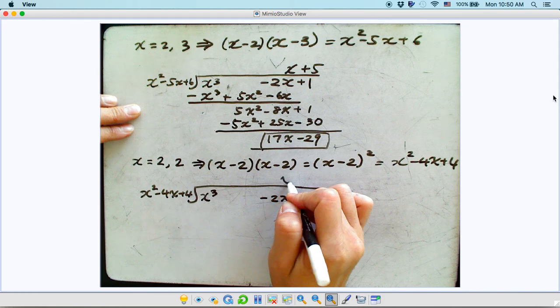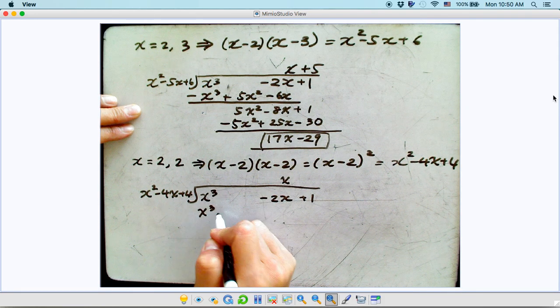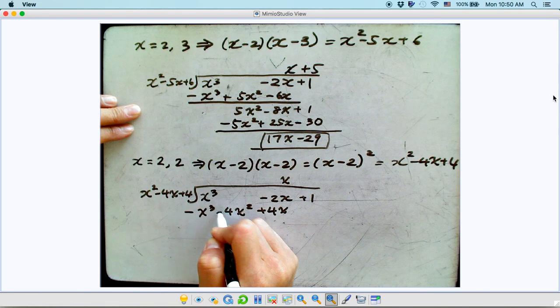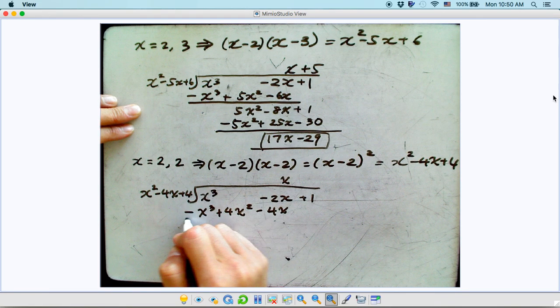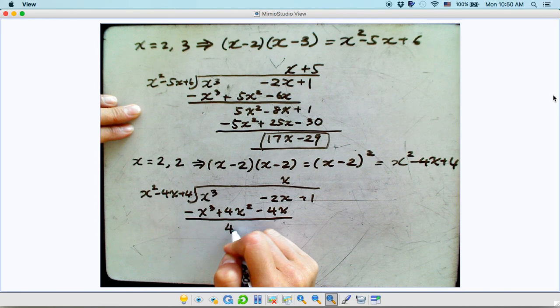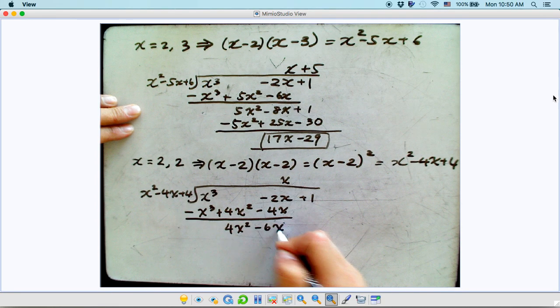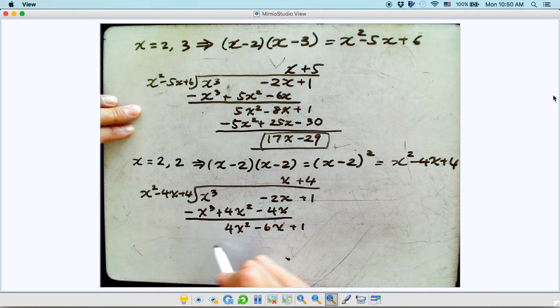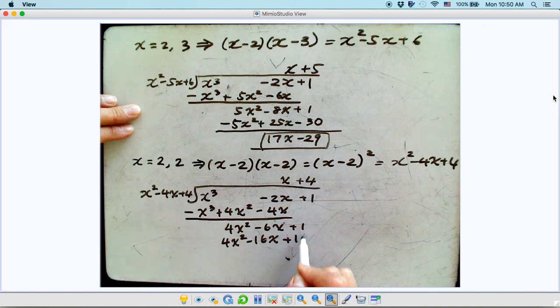We have x here, so we get x cubed minus 4x squared plus 4x. Subtracting, now we get 4x squared minus 6x plus 1. So we should have plus 4 here, and 4x squared minus 16x plus 16. Subtract, and we get 10x minus 15.